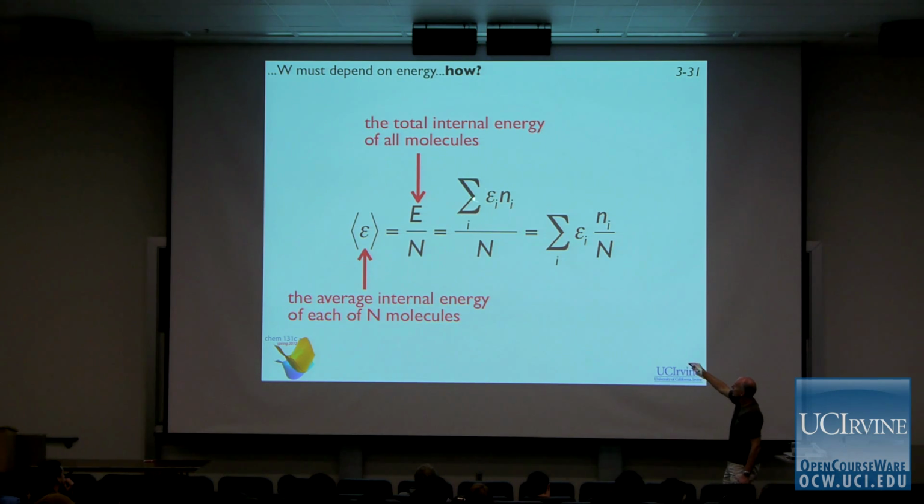Right, this is my expression. What is this? This is the number of atoms or molecules that have a particular energy, and that's the energy. If I multiply those two things together and sum over all the different energy levels, I should get the total energy. And that's just N.